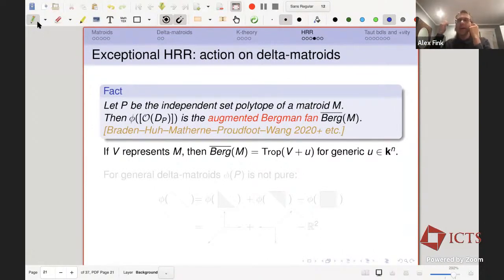If I have an independent set polytope of a matroid, remember this is one of the examples of delta matroids I listed. So if I have one of these special delta matroids that comes from a matroid as its independent set polytope, then our map does a very similar thing. It turns the independent set polytope into a version of the Bergman fan, the augmented Bergman fan, which appeared in this 5-author paper.